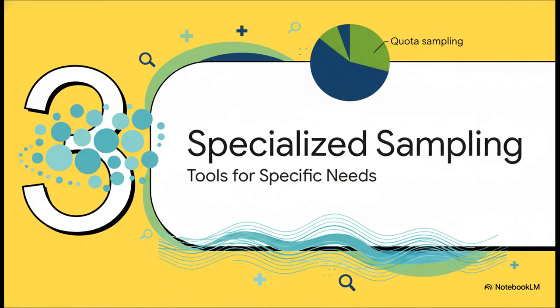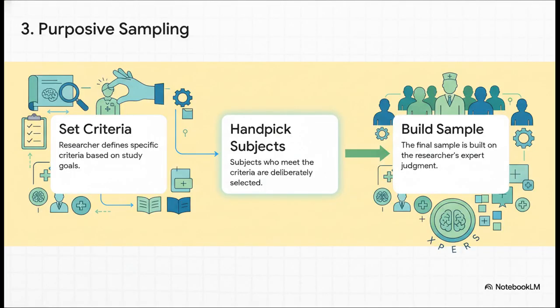These are the methods that are designed for those trickier research situations where convenience or quota sampling just isn't going to work. So purposive sampling is all about having a specific purpose in mind. The researcher uses their own expert judgment to actually handpick individuals who have the exact experience or knowledge they need for their study. So let's say you wanted to study burnout in the ICU. Well, a researcher would purposefully seek out only nurses who have, say, more than 10 years of critical care experience.